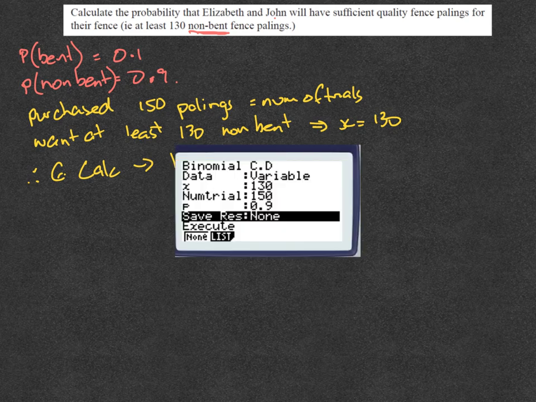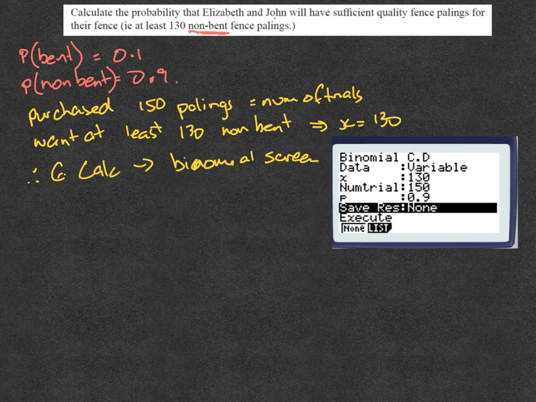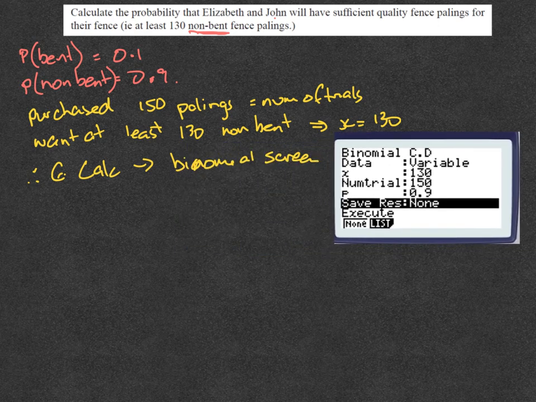So I'll just move that around. So there we go. You can see here that we've got our x, which is 130, our number of trials is 150, and our p-value is 0.9 because we're looking for non-bent values. But also we've got to remember, what this is saying is that we're wanting at least 130 non-bent. So in terms of a probability statement, I've just thought of something here. The probability that x is at least 130, so x is greater than or equal to 130.